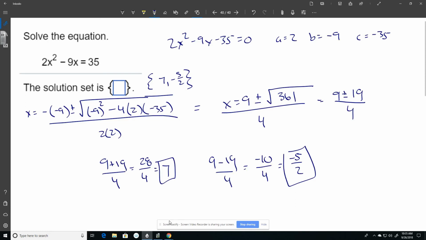Trying to do it by graphing on your calculator, probably because of this fraction, that answer is not going to be an easy one to find. So these other methods are probably going to be the better methods.